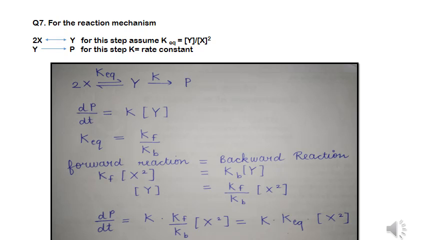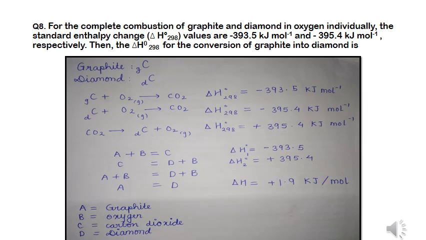Now, if you shift the values, you will get y, which is equal to kf, the rate constant for the forward reaction, into x square upon the rate constant for the backward reaction. Now put the value of y into the above equation. You will get k into kf by kb into x square, but kf by kb is equal to k equilibrium. So you will get dp by dt, that is the rate of change of product with respect to time, is equal to k, the rate constant for the second reaction, into k equilibrium for the first reaction, into x square.